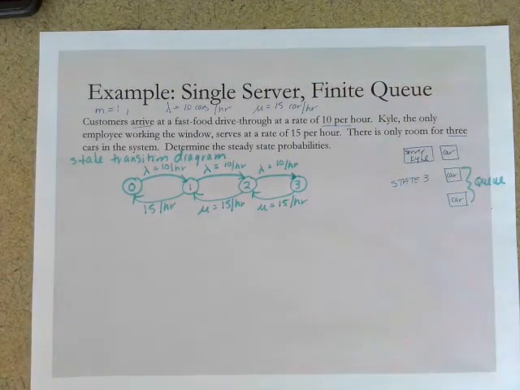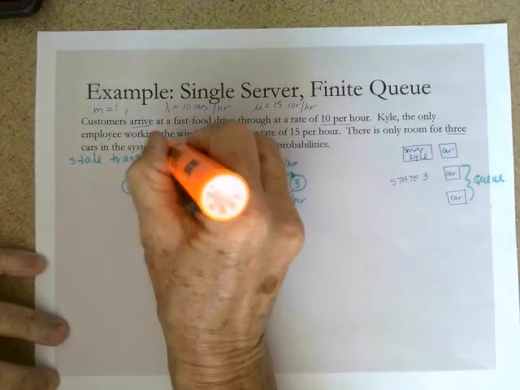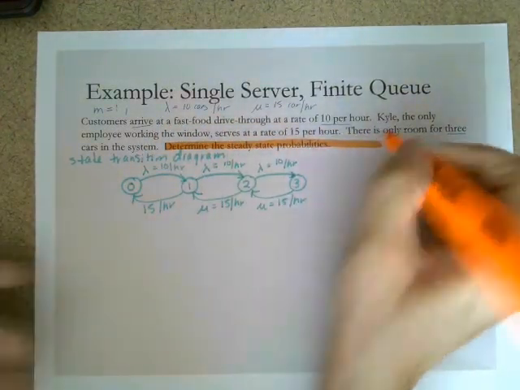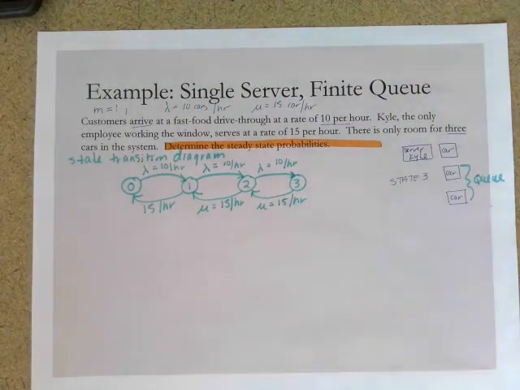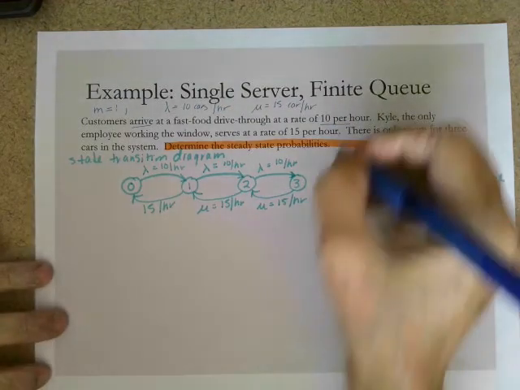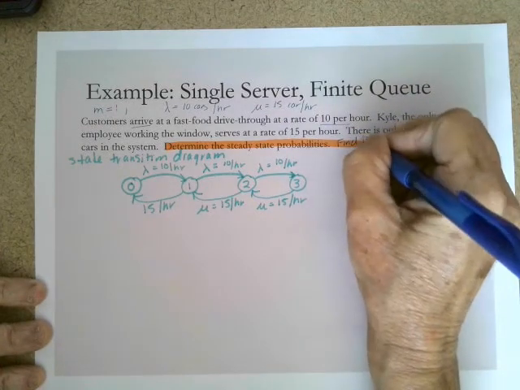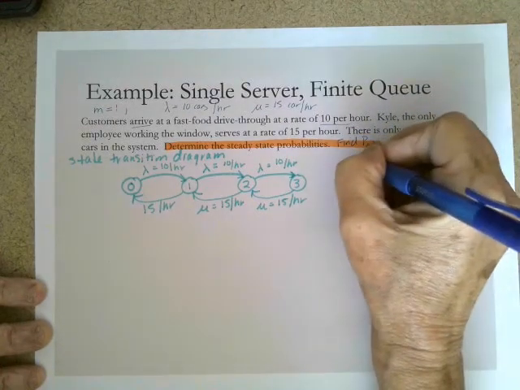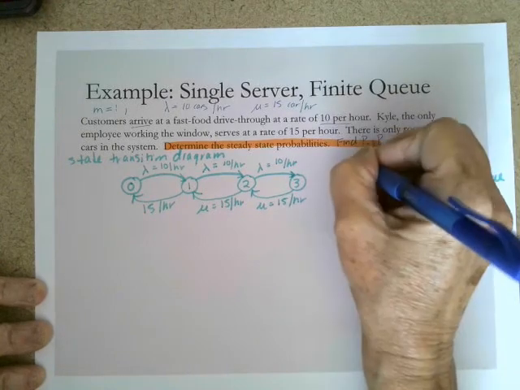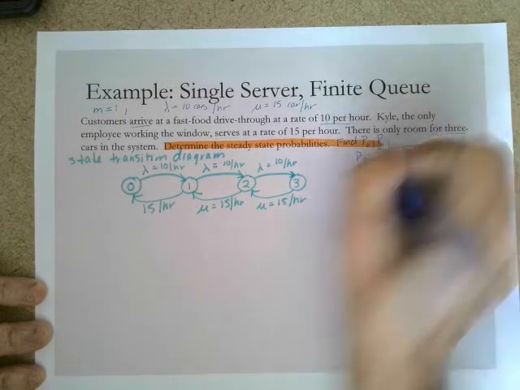All right, now the question here is to determine the steady state probability. So what they want me to find here, I'm going to put it in orange, is the probability of being in state 0, state 1, state 2, and state 3.